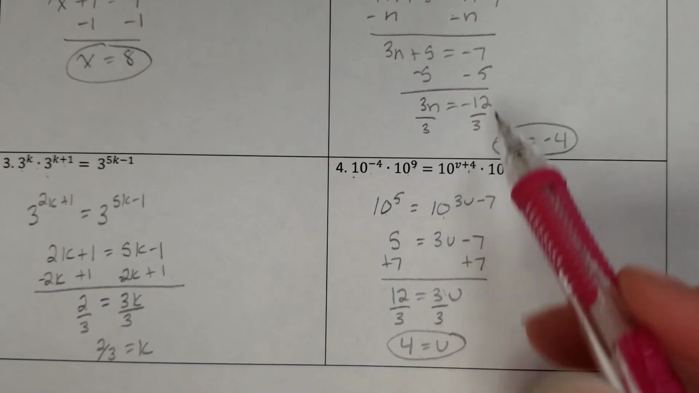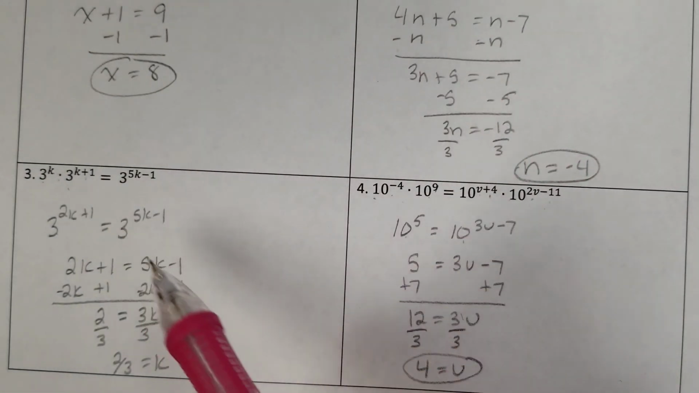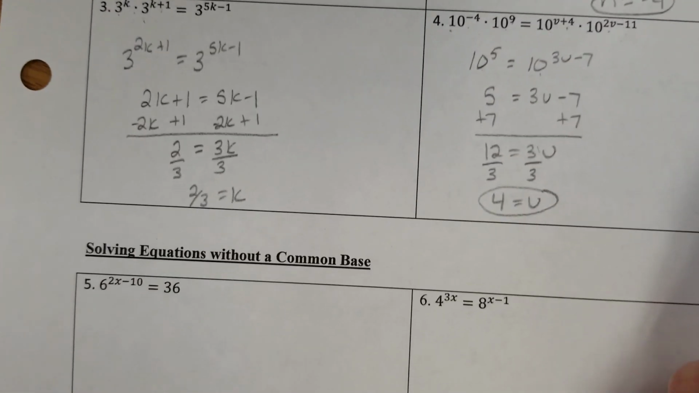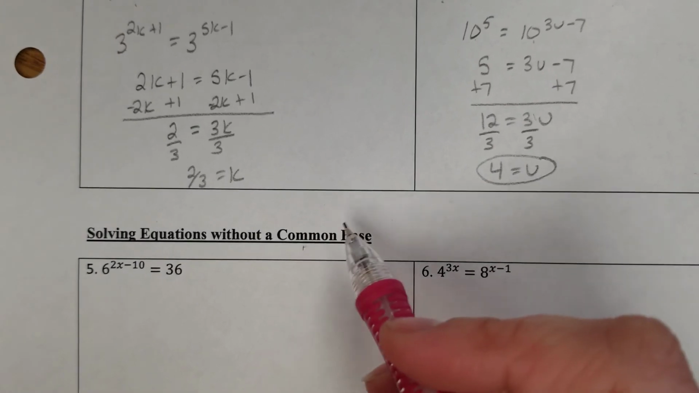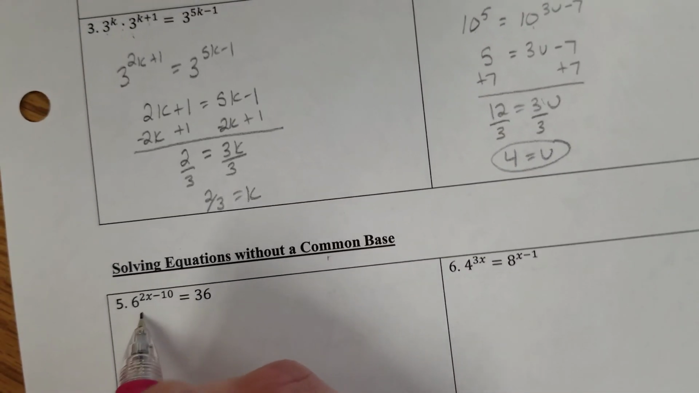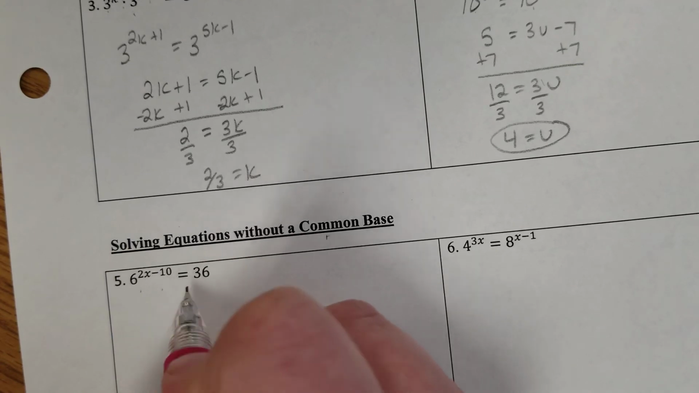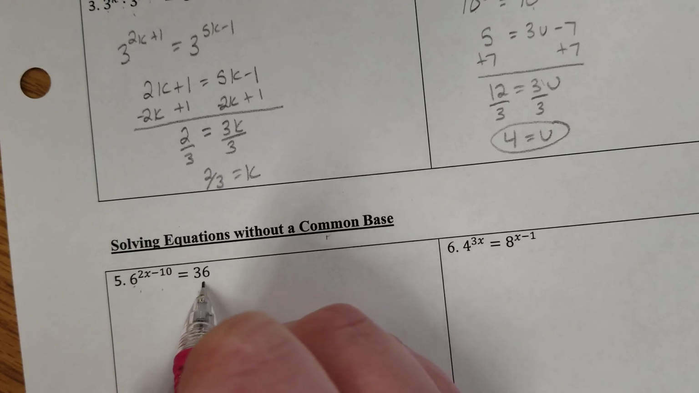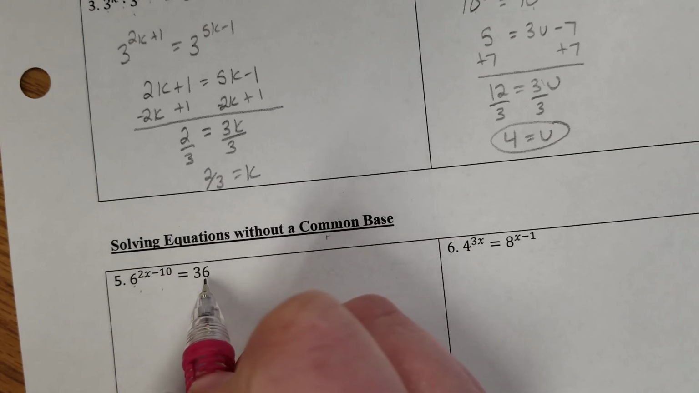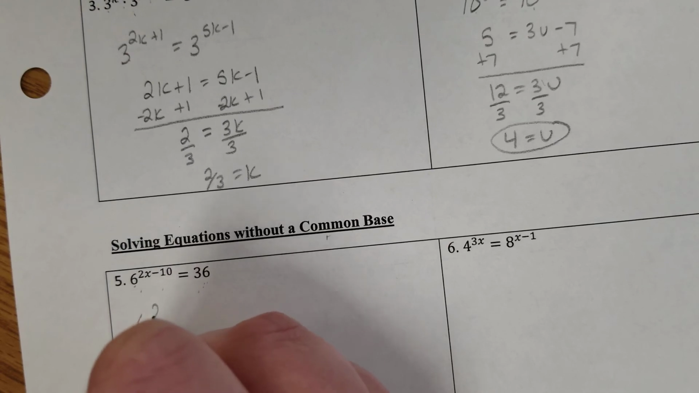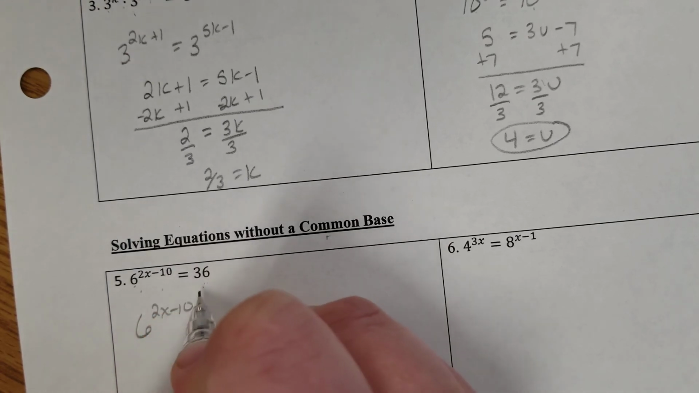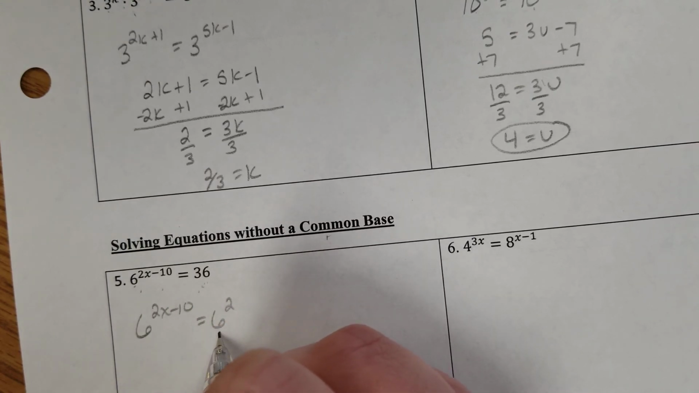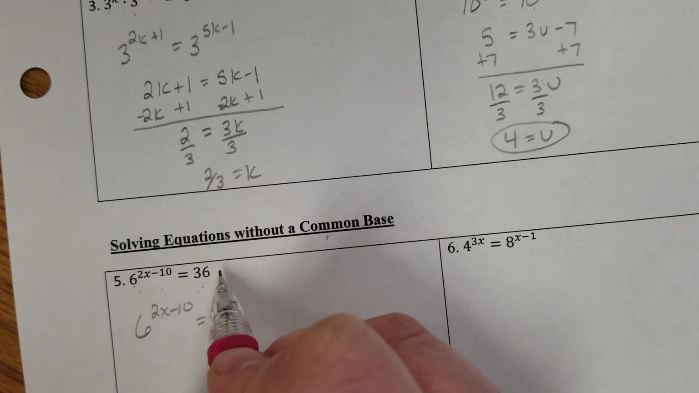All right. So those are the problems where our base is already the same. And now all the rest of the examples are if you do not have a common base and we have to find a common base. So for 5, we have 6 to the 2x minus 10 equals 36. Because 6 is the base here, we need to rewrite 36 as a power with the base of 6. So 6 to the 2x minus 10 stays, but we're going to rewrite 36 as 6 squared, because it is a base of 6 and has an exponent, and that equals 36.